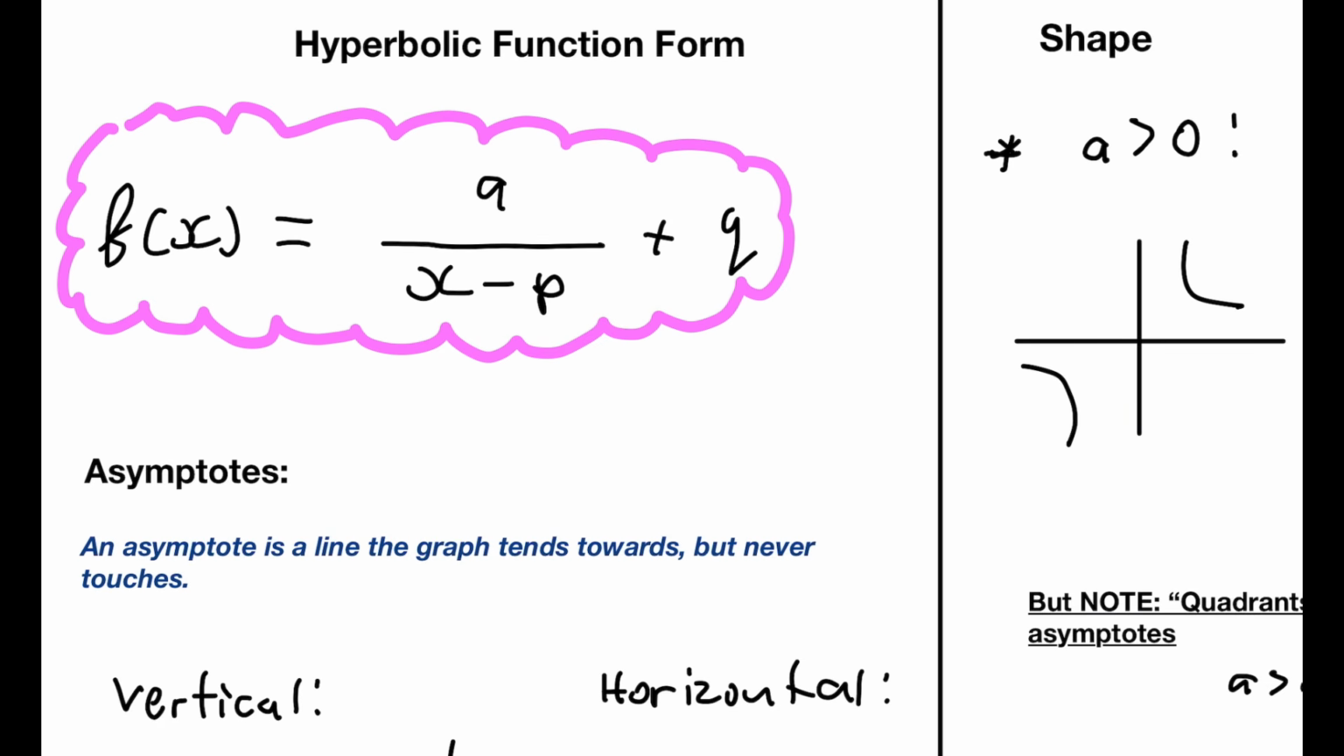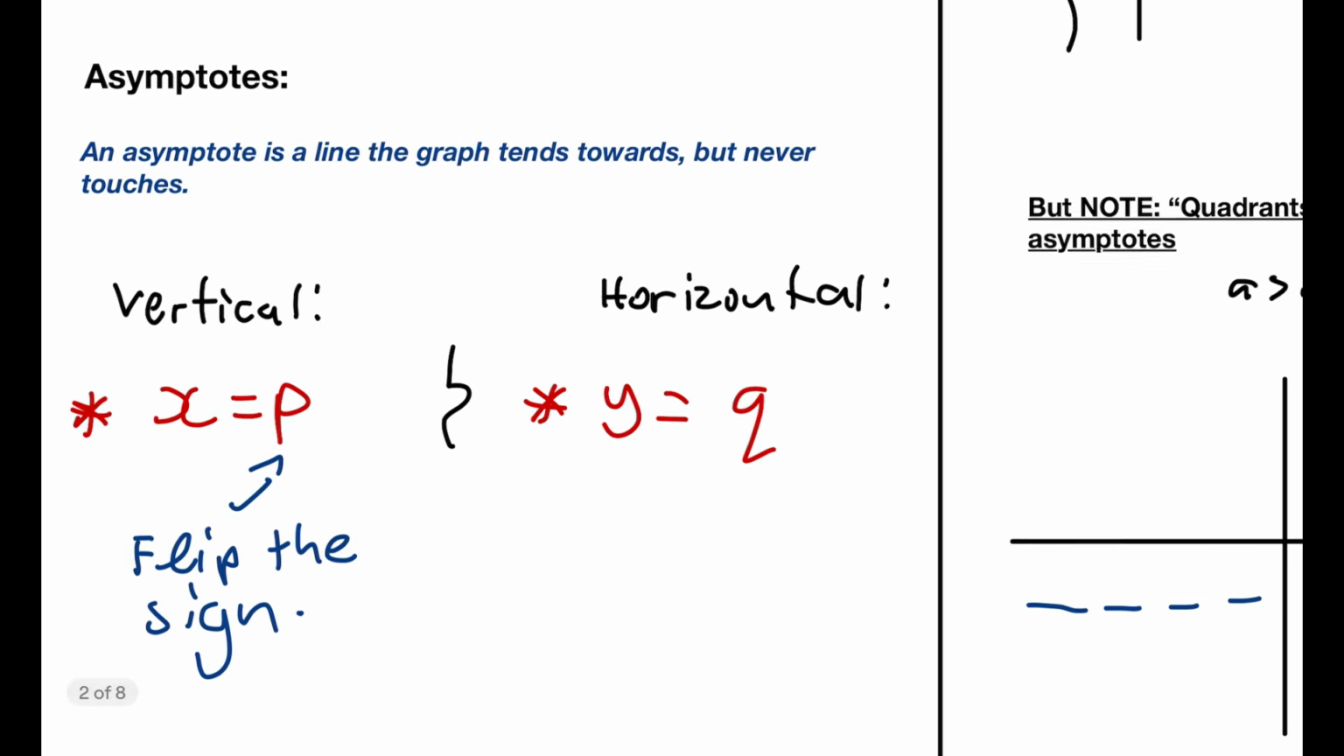Now, to start us off, you need to note that a hyperbola graph has asymptotes. We know that an asymptote is a line that the graph tends towards. In other words, it tries to reach that line, but it never touches it. The hyperbolic function has two asymptotes. One of them is x is equal to p, and the other one is y is equal to q.